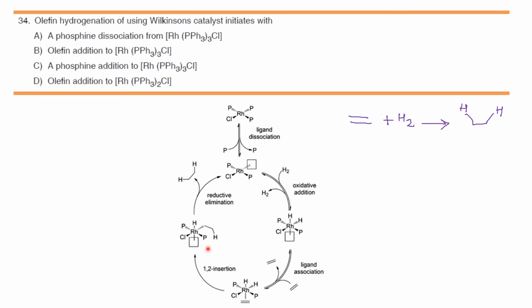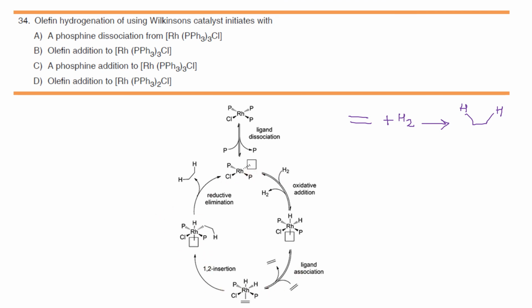After the 1,2 insertion, when the alkane is ready, it is eliminated from the catalyst, and that step is known as the reductive elimination, and this will again recreate the vacant coordination site. Now that can accept one of the triphenyl phosphine groups to regenerate the catalyst. Again, by the dissociation of triphenyl phosphine, the reaction continues. So this is a cyclic reaction.